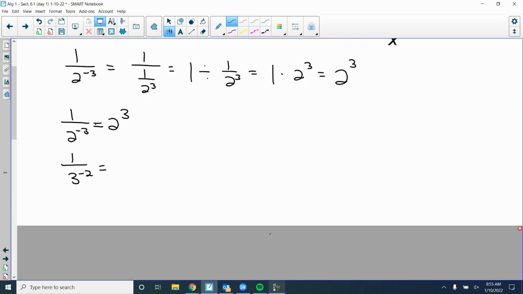What do you think that's the same as? What's that? One above it. Well, it's going to be, yeah, but what does that mean? It's going to be 3 squared. You can move it up above and make it the positive exponent.